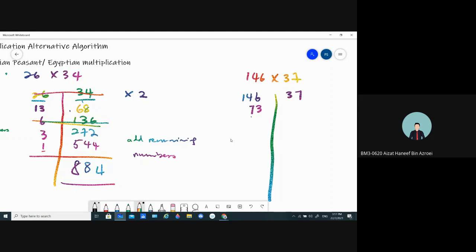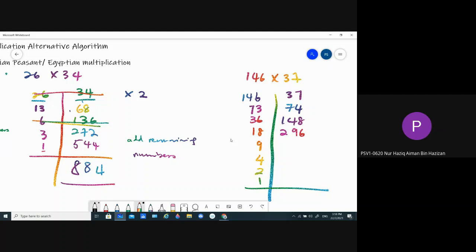73 divided by 2 is 36, remainder 1. 36 divided by 2, 18. 18 divided by 2, 9. 9 divided by 2 is 4, remainder 1, don't care about the remainder. 4 divided by 2 is 2, 2 divided by 2 is 1, okay? When you reach 1, stop. And then on the right-hand side, times 2: 37 times 2, 74. 74 times 2, 148.